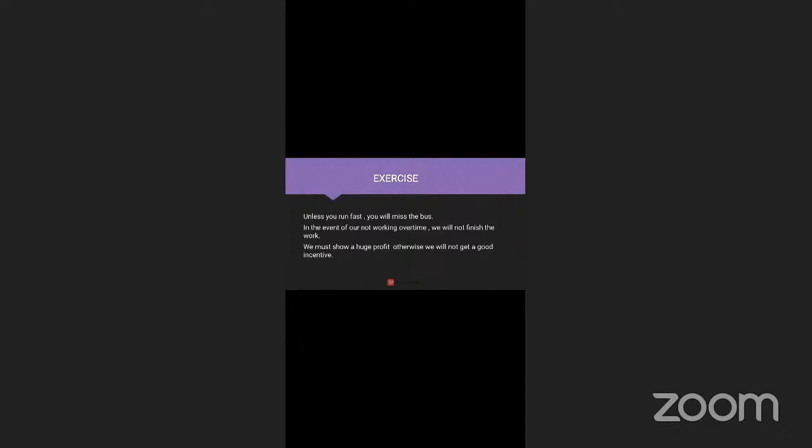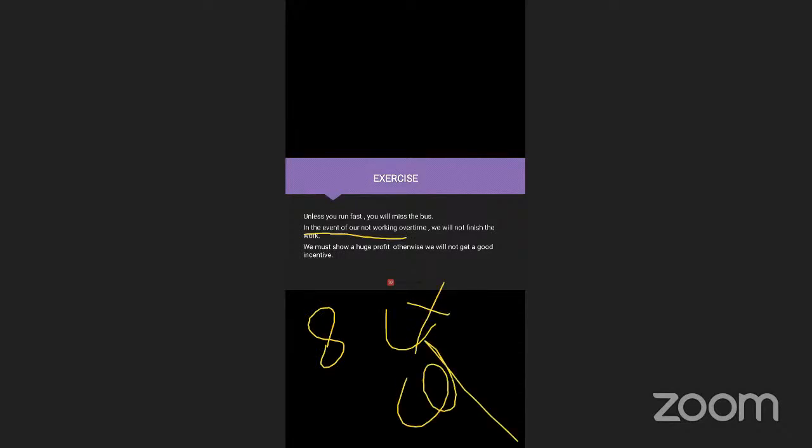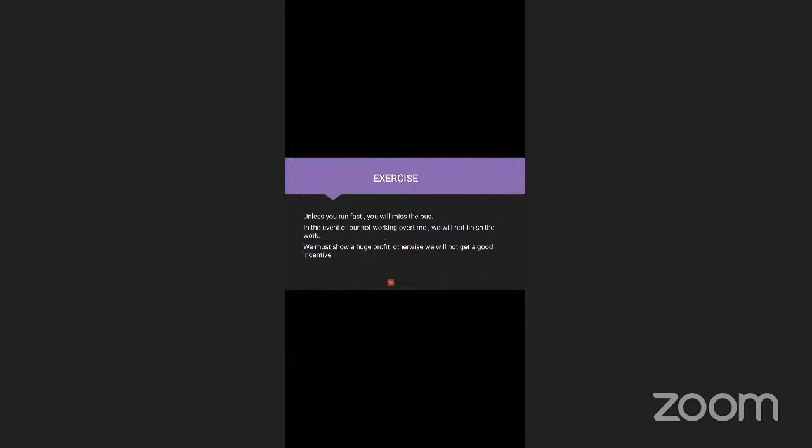Both answers are correct. Then: in the event of our not working overtime, we will not finish the work. What kind of sentence is it, simple, complex or compound? Yes, this is a simple sentence. The phrase is used, so this is a simple sentence. Then we can go to the complex part and compound part. What conjunction can be used? Okay, very good. Unless can be used.